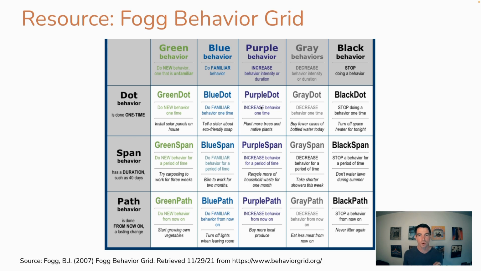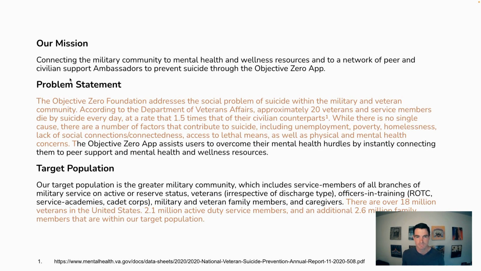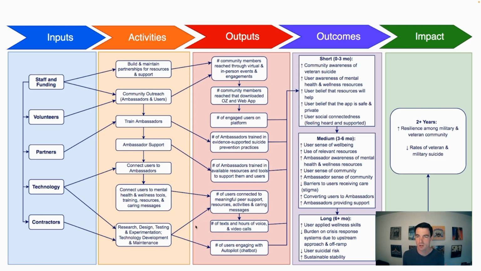Okay, so I've given you all kinds of things to think about in terms of brainstorming outcomes. Let's look at an example here. I'm using the example of Objective Zero. This is my former client, the organization that provides peer support for veterans through a mobile app. We talked about your mission, problem statement, and target population in our prior example. So let's get into their actual theory of change diagram. It looks like this. And here you can see they've adopted the logic model framework, or logic model template, to organize this visually. You can see they have activities, outputs, outcomes, and then longer term impact.